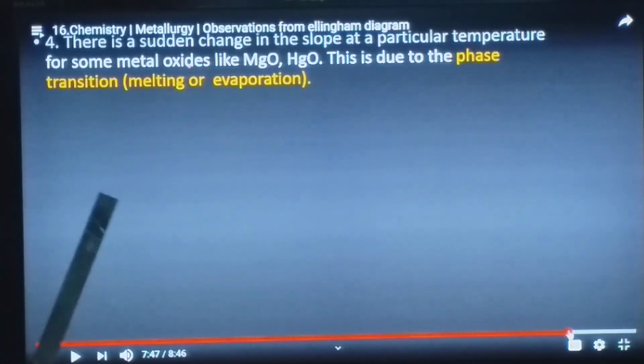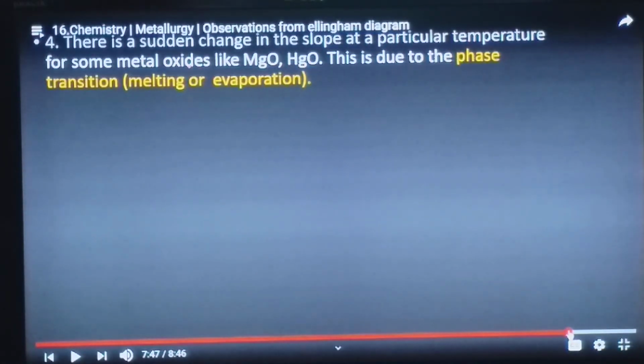So in this video we saw the Gibbs free energy change, how the delta G value is used to predict the feasibility of a metal oxide formation, and also what the Ellingham diagram is, and the 4 points in the observations of the Ellingham diagram.